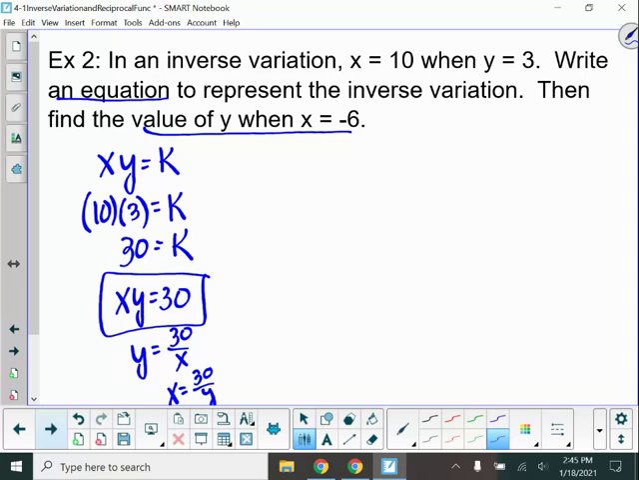Then the second part, find the value of y when x is equal to negative 6. So we have negative 6 times y is equal to 30. I would divide to solve for the y value. Y is negative 5. You would have to have both things in order to get credit for this question: the equation and then the value of y.